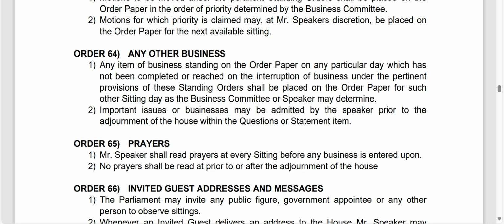So we do other things before motions. Any other business? Order 65, prayers. Someone was asking me, why is it that we are reading the prayers? Can't we do a pastoral prayer? I said, no. When it comes to Parliament, Order 65 states that Mr. Speaker shall read prayers at every sitting before the business is entered upon. No prayer shall be read prior or after dissolution or after adjournment of the House. So, per our standing order, we are mandated to read a particular prayer, and that's the prayer we read.